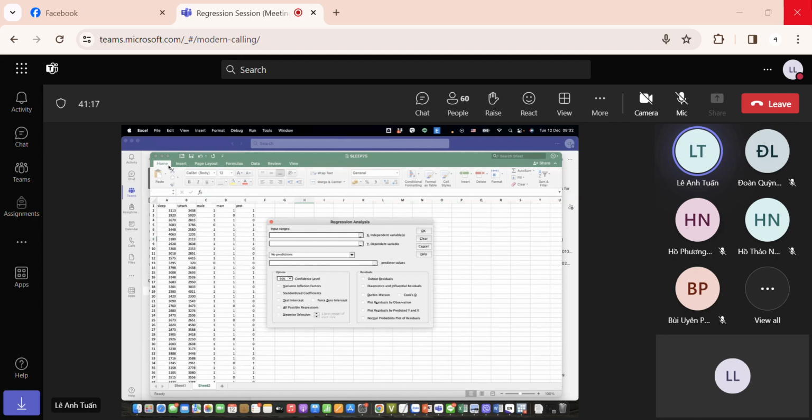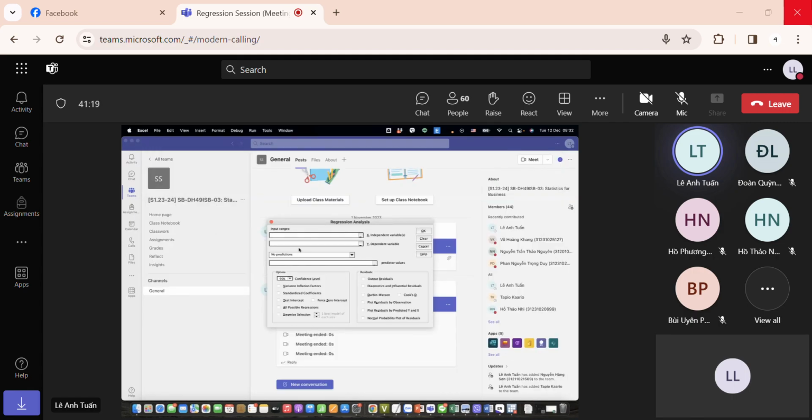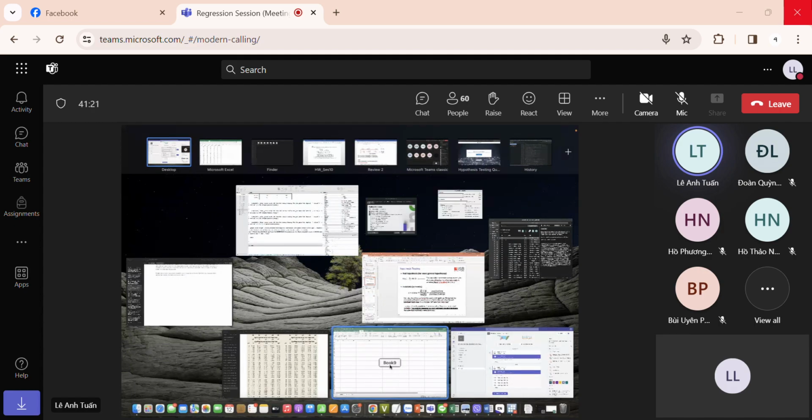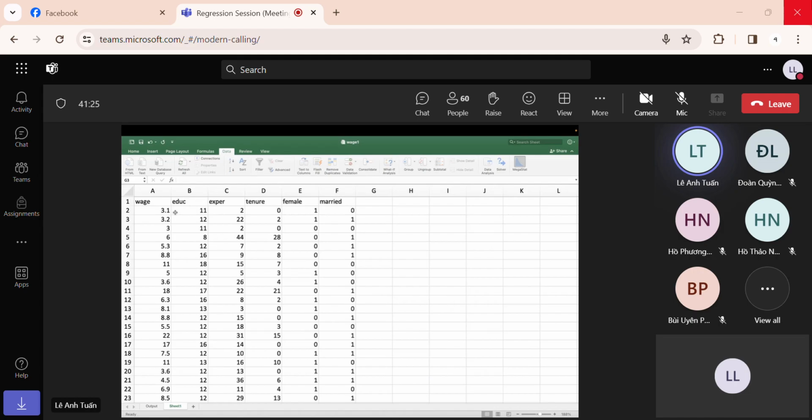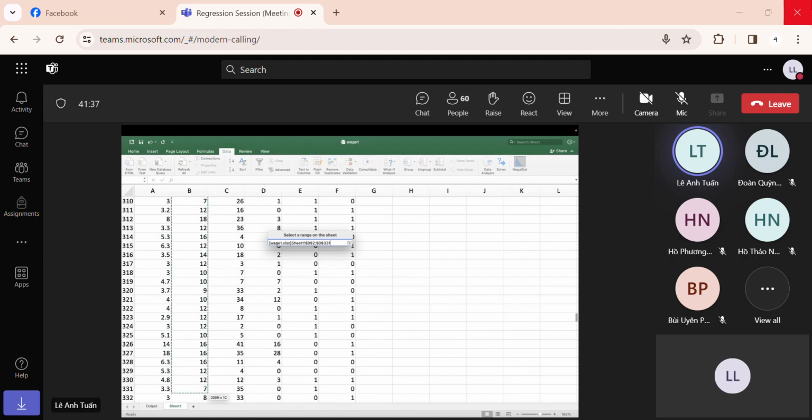So in our data sets, we have the independent variable. For example, I would like to estimate the impact of education on wage. That means education is the independent variable. I need to locate the variable here.